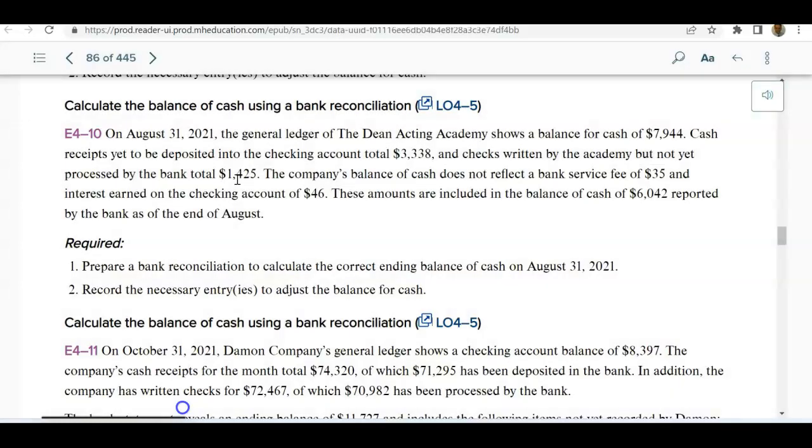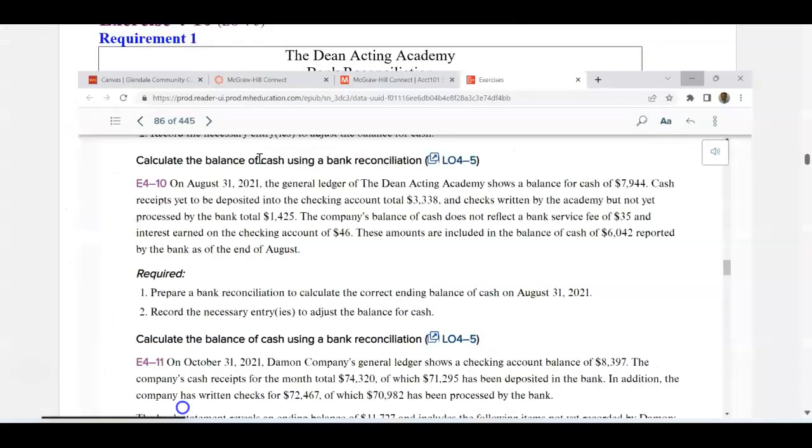And also there is an outstanding check of $1,425. Outstanding check, because the check is written by the company but not processed by the bank. So that deposit made into, let's say, an ATM machine is not updated by the bank and is not showing in the bank statement, and that outstanding check is also not showing in the bank statement. Okay, so we got that idea.